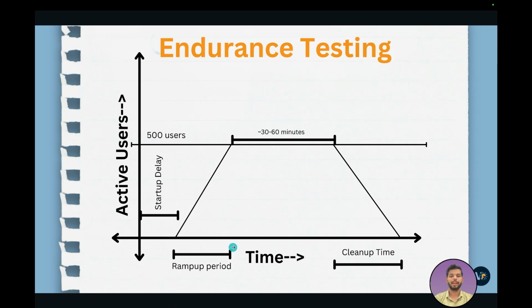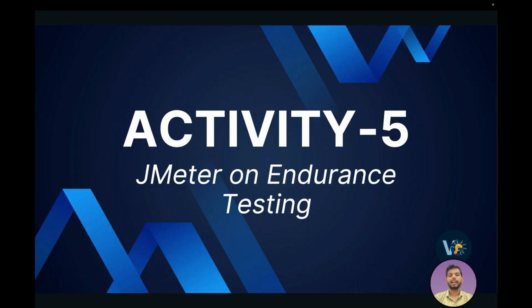There will be some ramp up time, which is nothing but the time required for every thread to be alive. And then this is the constant amount of time, let's say 10 minutes or 5 minutes. Ideally, in the industry standard, it is preferred to be a minimum of 30 minutes and a maximum of 60 minutes. And after the test has been executed successfully, there will be some cleanup time. So this is a typical graph visually. This is the difference between the load testing graph and the endurance testing graph. Now let's look at activity 5, which is JMeter on endurance testing.